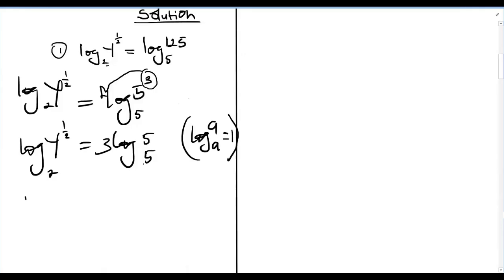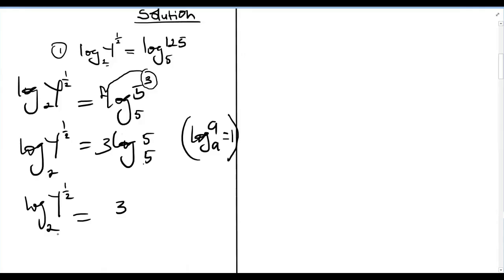So this now becomes the log of y to the power of 1 over 2 base 2 is equal to 3, because log 5 base 5 is 1, and 1 times 3 is 3. So that's why I'm writing 3 directly.